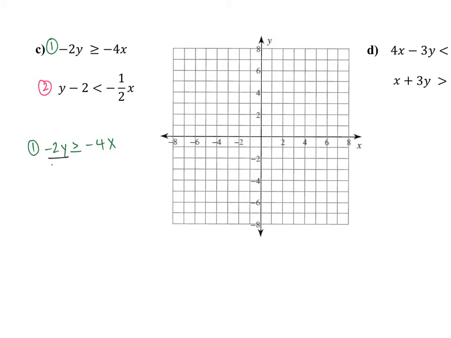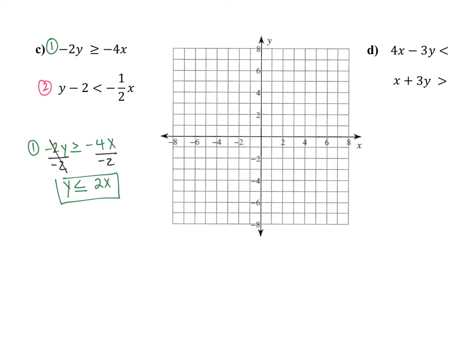So if I divide by -2, remember these are inequalities. So that cancels, but that causes me to switch the signs. And that would be y is less than now. And -4 divided by -2 is positive 2x. And so from here, I can see my equation is y is less than or equal to 2x.